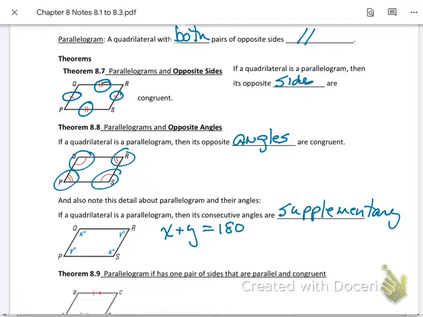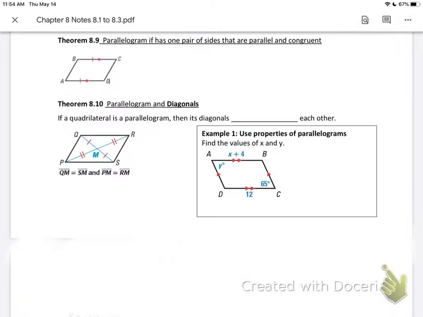Then Theorem 8.9: a quadrilateral is a parallelogram if it has one pair of sides that are parallel and congruent. So you know that it's a parallelogram if you have this situation, since this got cut off a little bit. If I tell you that this is congruent and these are parallel, it must be a parallelogram. Okay, let's go on to the next page.